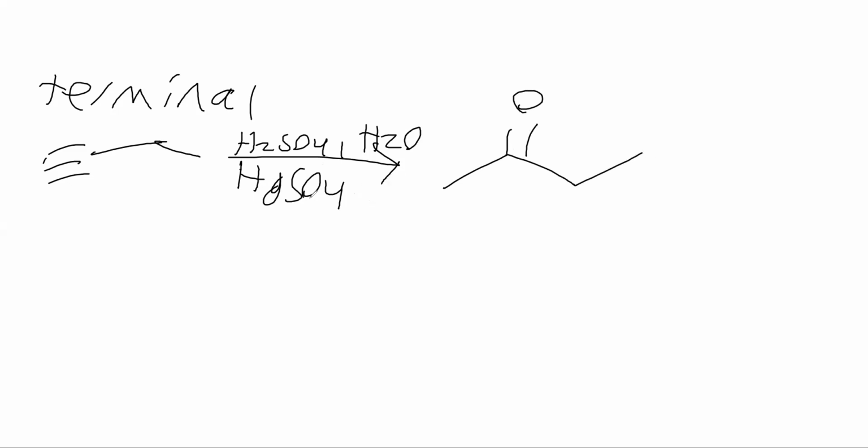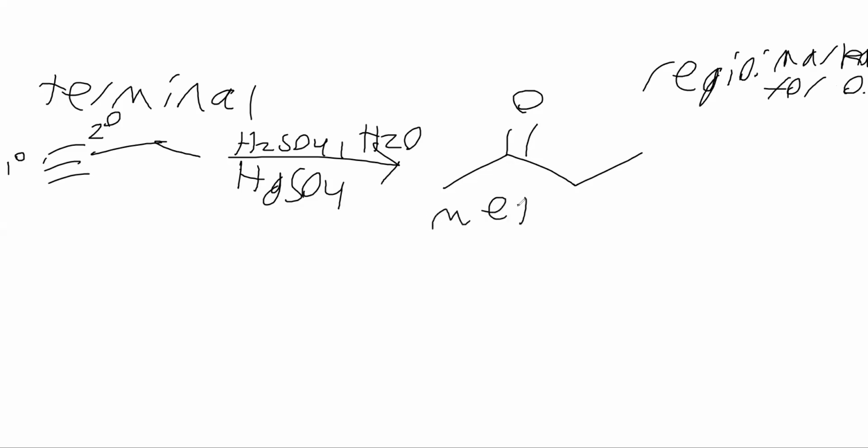So when it's terminal, like I pointed out before, the left side is primary, the right side is secondary. So there's a potential for regioselectivity with Markovnikov's rule. And here it shows up. So the regioselectivity is Markovnikov for the O of the carbonyl. It gets added to the secondary position and it forms a methyl ketone.